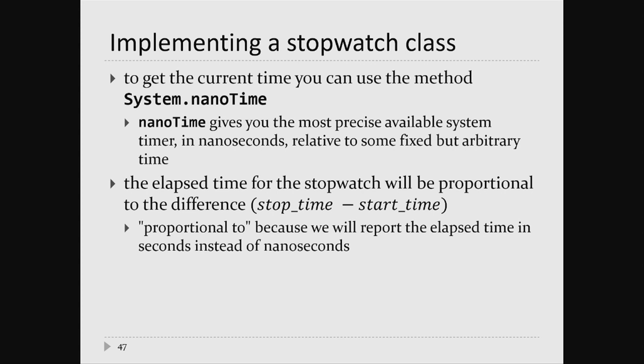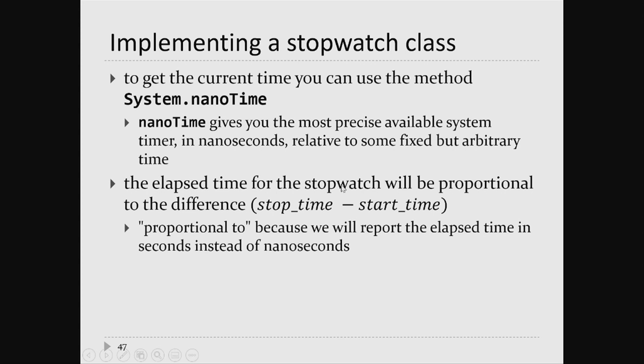Okay, so how do you go about doing this? You probably don't know how to do this because you don't know how to get time from Java, right? To get the current time, you can use this method called nanotime that lives in the system class. Right, so nanotime gives you the most precisely available system time in nanoseconds. Right? And it tells you this time relative to some fixed but arbitrary time. In other words, you don't actually know what 0 time means. Right? You just get back some long number.